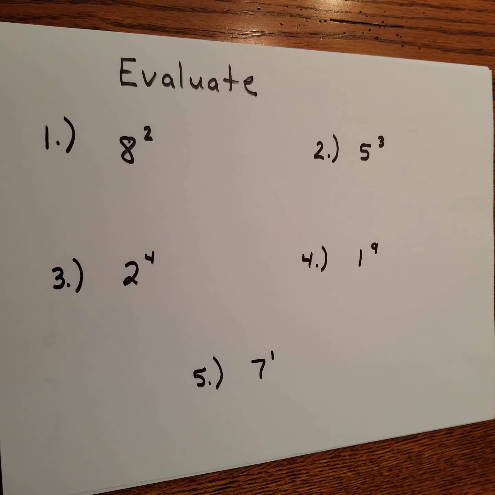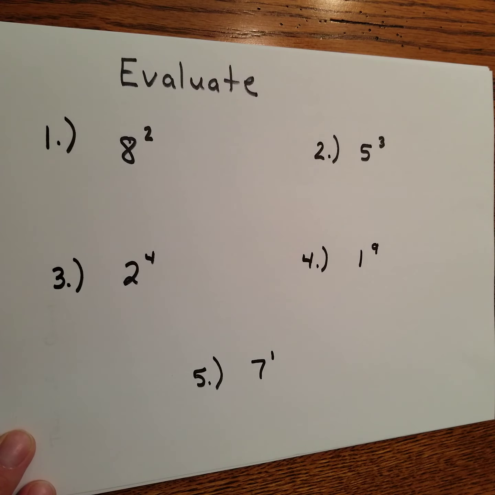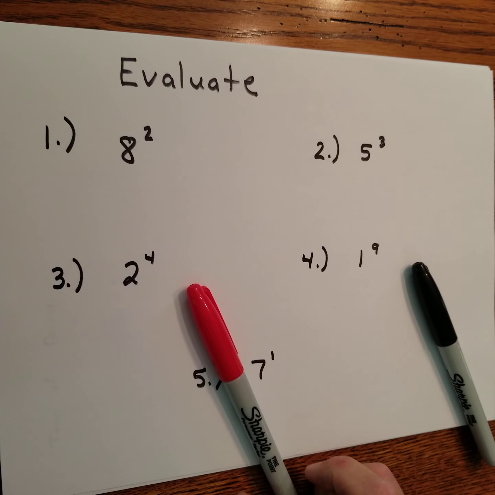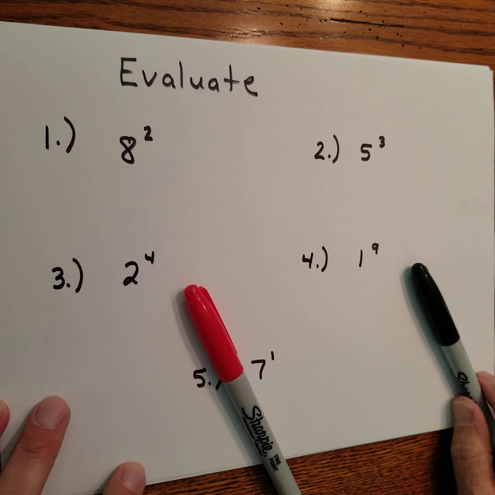Now these also look like problems from your homework assignment, but the instructions have changed. Instead of write using exponential notation, now the problem says to evaluate. Evaluate means that I want a one-number answer. I'm going to use my red pen to show you the things that I do in my head, and my black pen to show you the things that I want you to actually put on your paper.